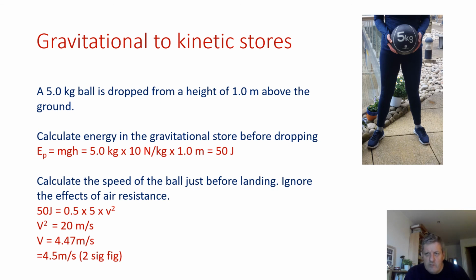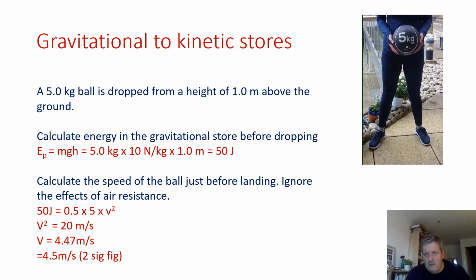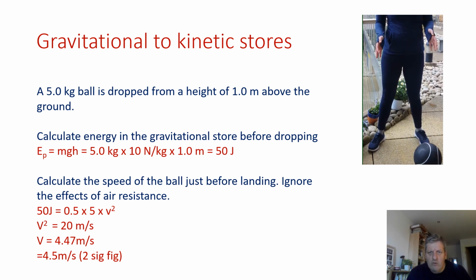So for the first one, we're using the equation for gravitational store, which is mass times gravitational field strength times the height change. So it's 5 kilograms multiplied by 10 newtons per kilogram multiplied by 1 meter, which gives us 50 joules. So when the ball is dropped, the energy is transferring as it falls from gravitational store to kinetic store. Just before the ball lands, we assume all of that 50 joules of energy has transferred to the kinetic store of the ball. We are ignoring the effects of air resistance.